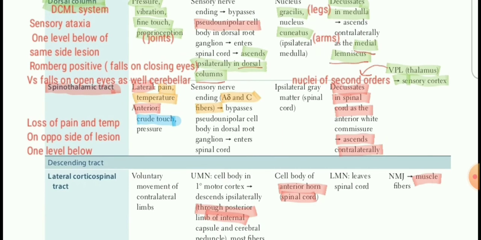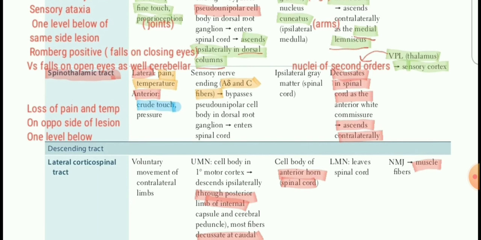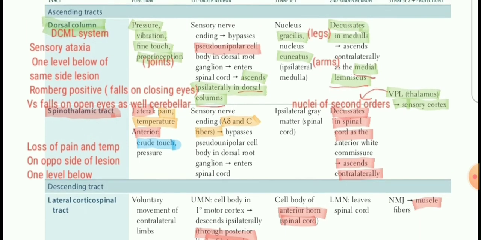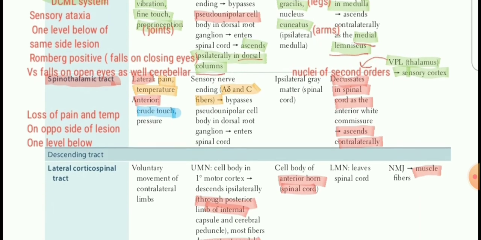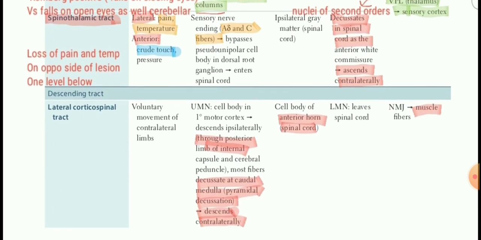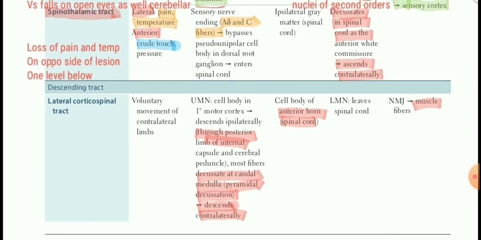So any lesion in the spinal cord will lead to opposite side loss of pain and temperature, versus same side loss of pressure and proprioception in the dorsal column. So the anterior is for crude touch, that is another MCQ. We do not have to confuse it with fine touch, that is the dorsal column, we already know. And for the descending tract, it is the lateral corticospinal tract.